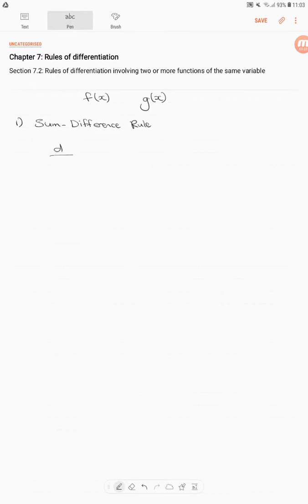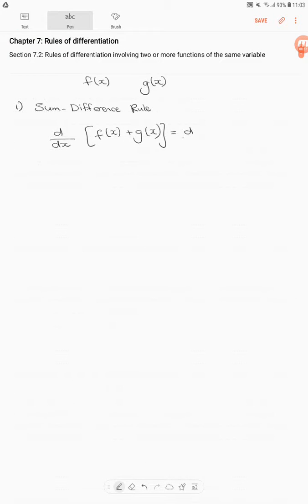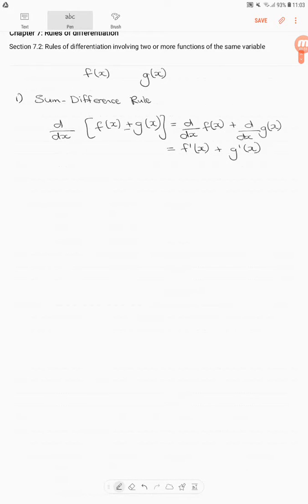This means if we want the derivative with regards to x of the function f of x plus g of x, this would be equal to the derivative with regards to f of x plus the derivative with regards to g of x. This is simply f prime x plus g prime x. This is also true for a difference.